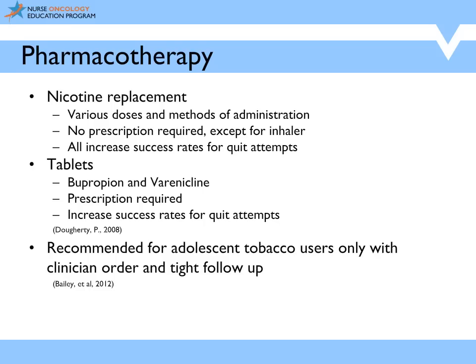Each type of NRT varies in speed and quantity of nicotine delivered into the circulation, but none delivers nicotine to the circulation as fast as inhaled cigarette smoke. NRT, or nicotine replacement therapy, can be found in gum, patches, lozenges, spray, and inhalers. All can be purchased over the counter except the inhaler. For that, a prescription is required. All are equally effective, and all have been found to help improve the success rate of quit attempts.